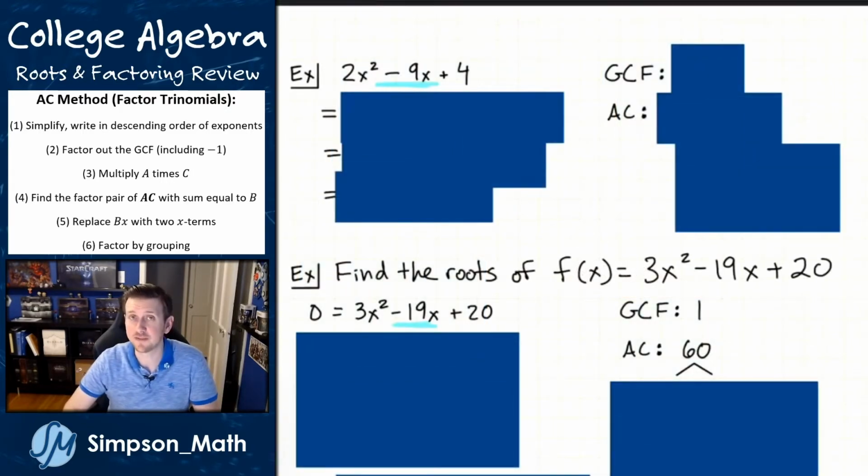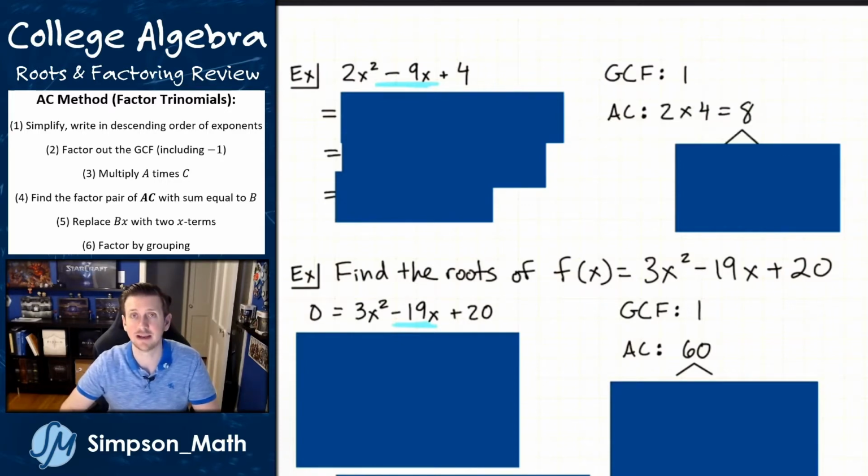As you recall from the previous video, we have 6 steps for factoring using the AC method. They're also right above my head. So first we check to see if they're written in the right order, and they are. Then we check for the GCF and factor it out. The GCF in this case is just 1, so we're good to go there. And then we have to find AC. Well, A is 2, C is 4. Multiply them together and we get 8.